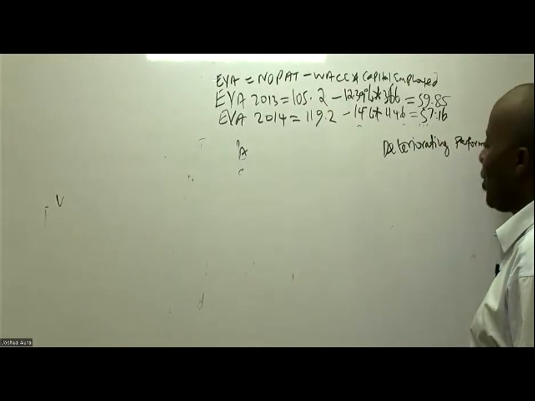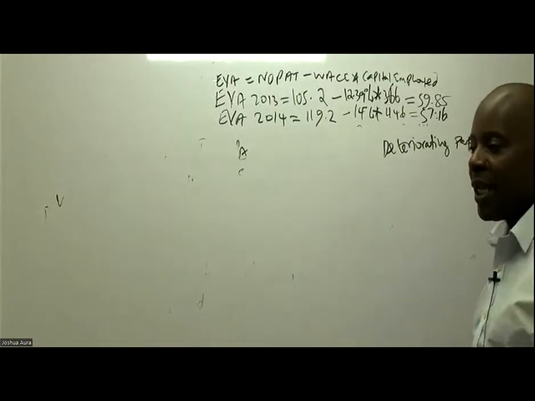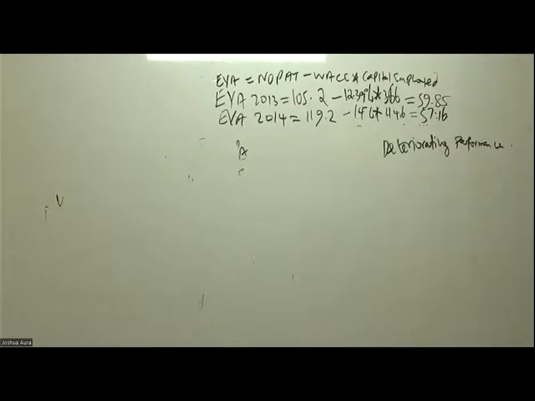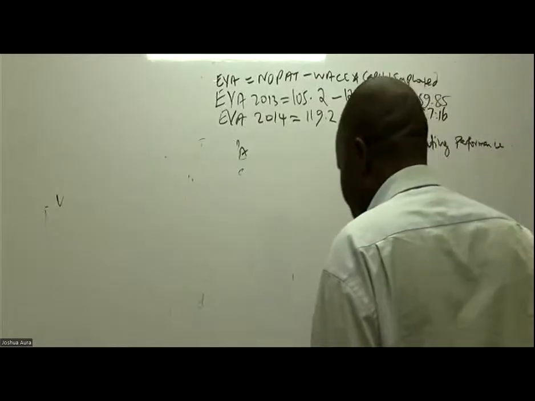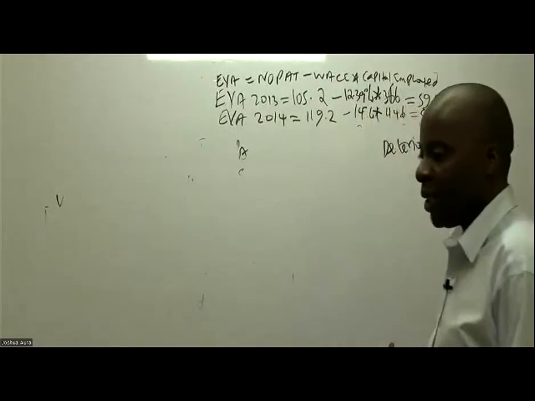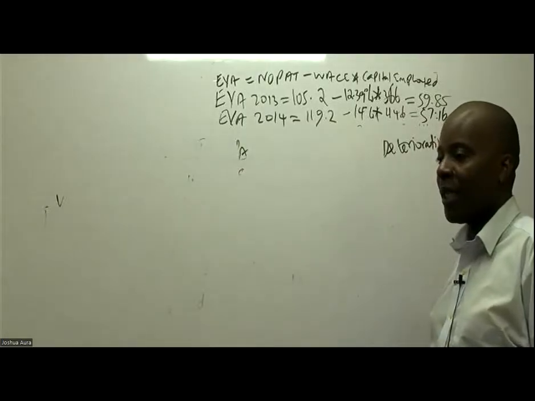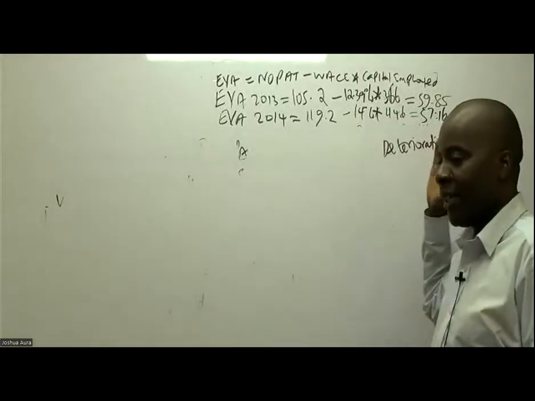When EVA reduces, that is so bad in terms of performance. You can see EVA of the previous year was higher. The economic value added for 2014 was lower. That is a sign of deteriorating performance. Is that okay?